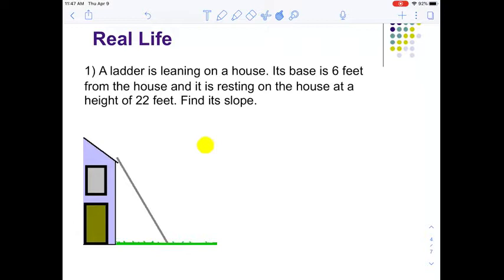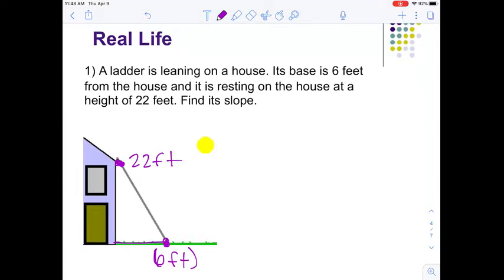So this example says a ladder is leaning on a house. Its base is 6 feet from the house, and it is resting on the house at a height of 22 feet. We are going to find its slope. So all we're going to do here is, I'm just going to write in so I know that this is 6 feet because it's 6 feet from the house. And I know that up here is 22 feet.